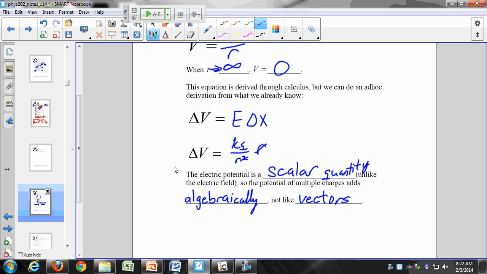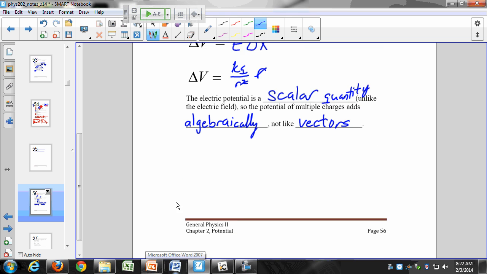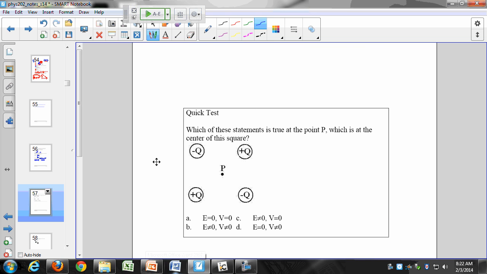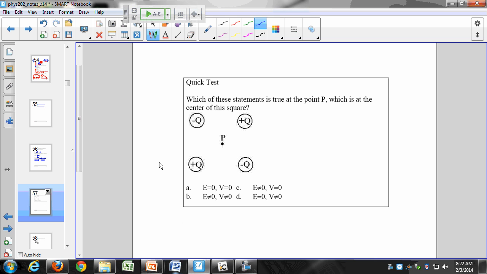All right. Let's try this question. This will probably be our last thing. Which of these statements is true at point P, which is the center of this square? Is the electric field 0 or non-zero? And is the potential 0 or non-zero? Now let me just help you out here.